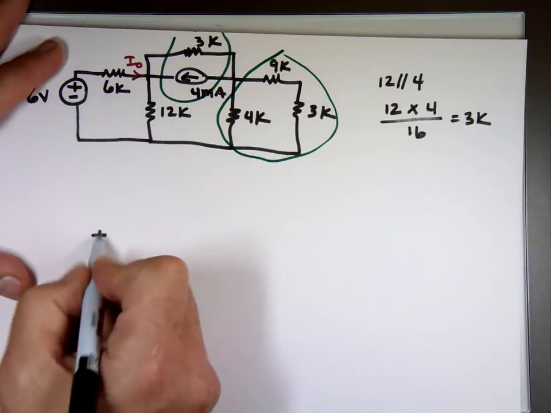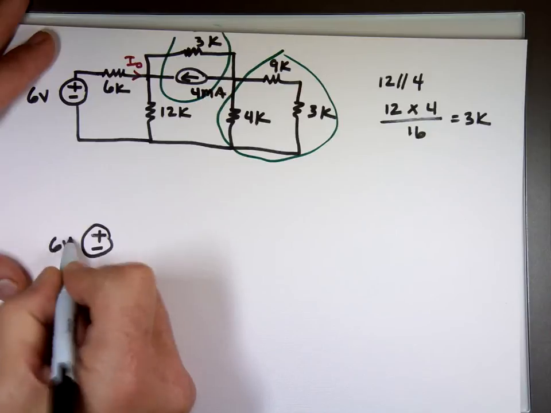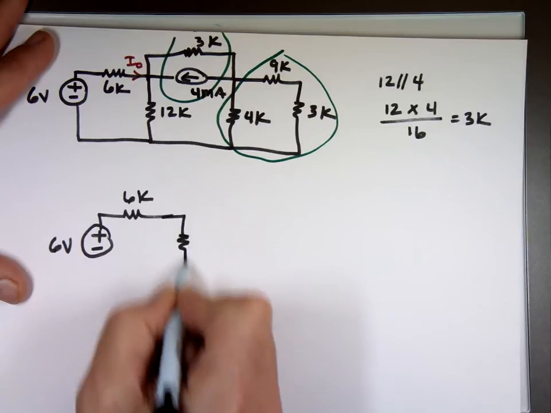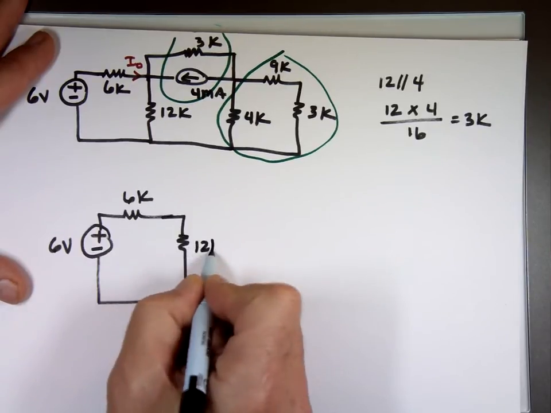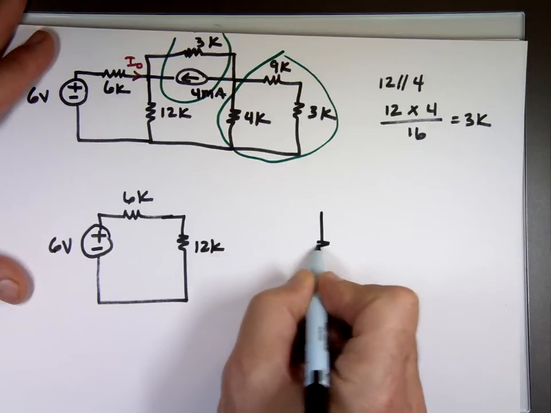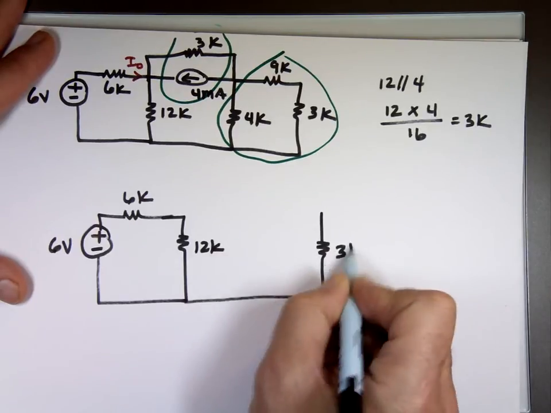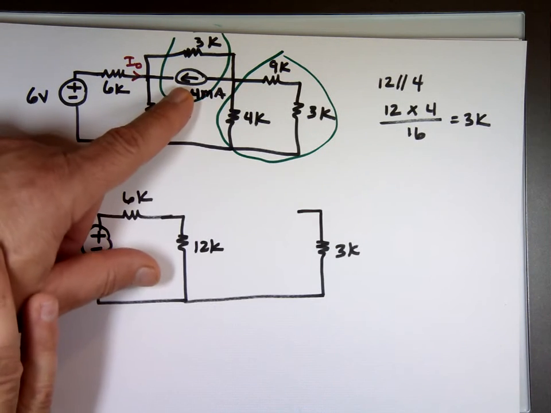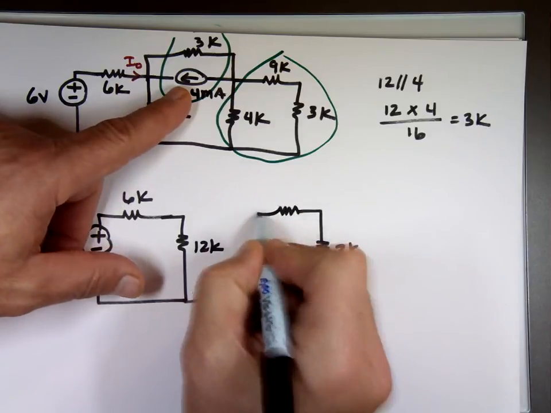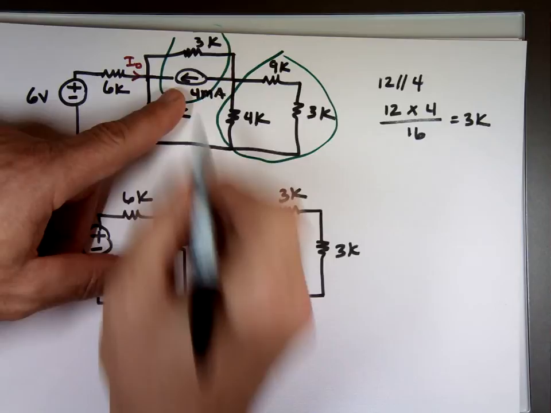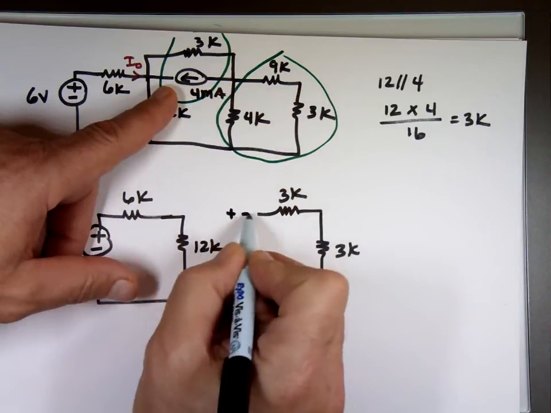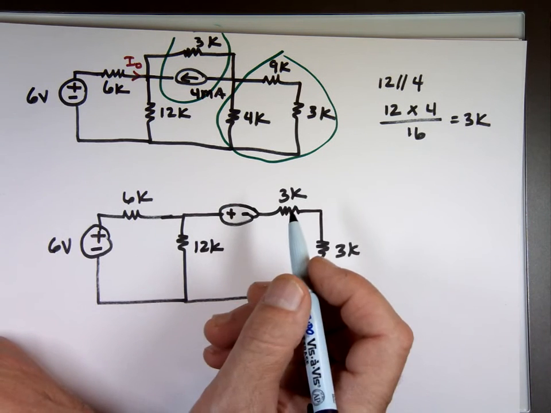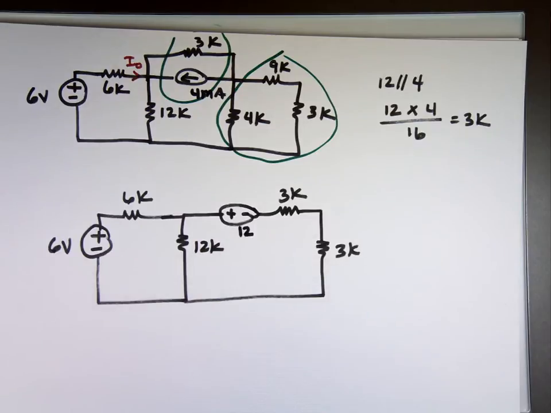So I can take the circuit now, 6 volts, 6K, 12K, and here is that 3K now, which is the equivalent of these three coming down, and now we have that source with that. Now you can do source transformation here, put 3K here, and that source, notice it's going this way, it'll be minus to plus, and the value of that should be what? 4 times 3, which is 12 volts.